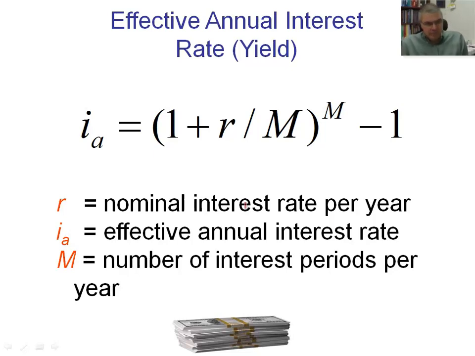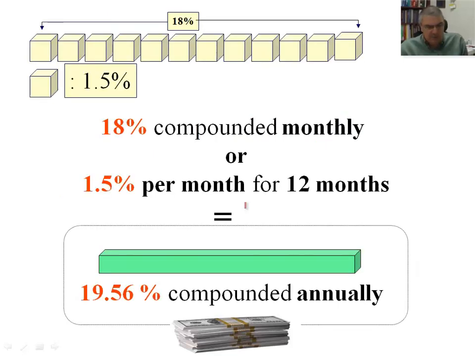So the effective annual rate or yield is simply calculated using this formula. In this formula, R is the nominal interest rate per year, capital M is the number of interest periods per year, and I sub A is the effective annual interest rate. So similar to what we've just showed you so far, we formulated this, and we would calculate the effective annual interest rate.